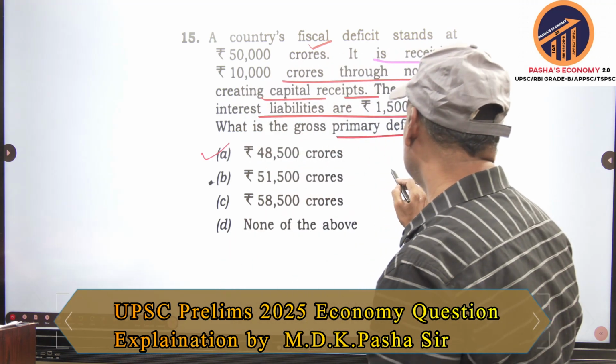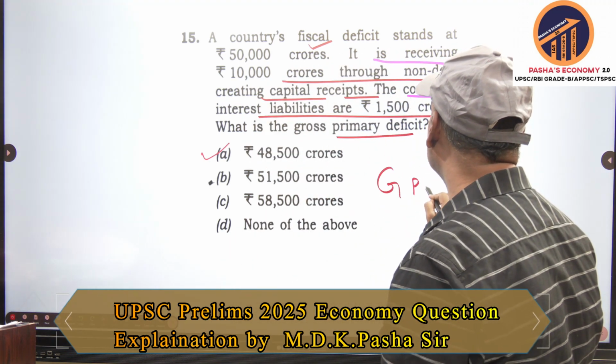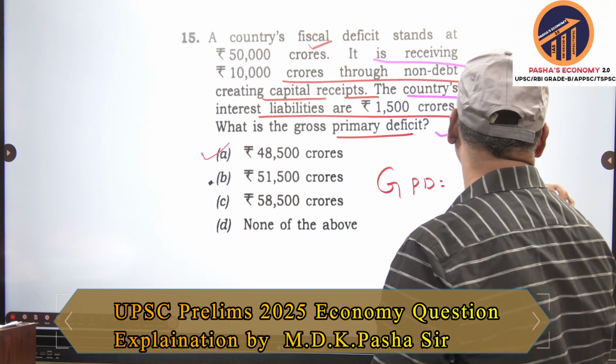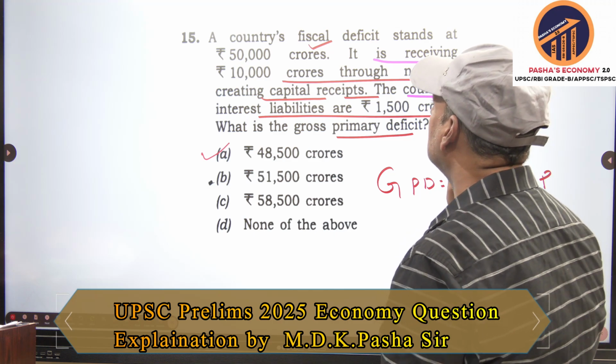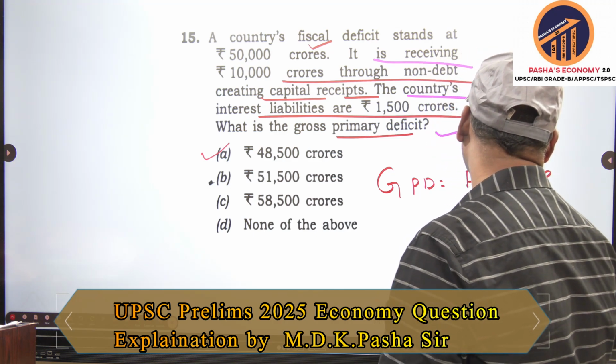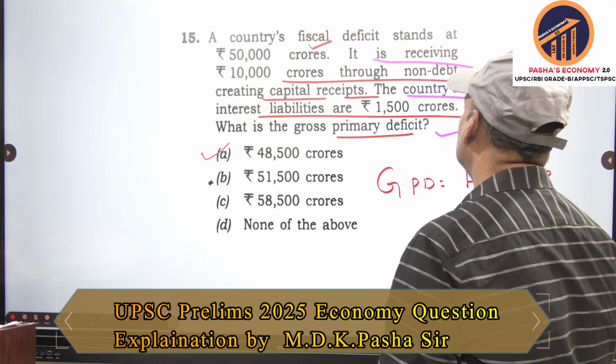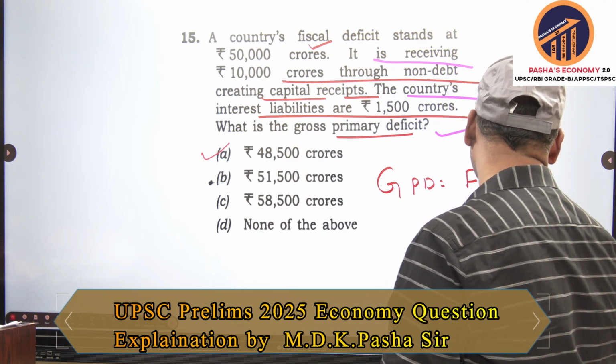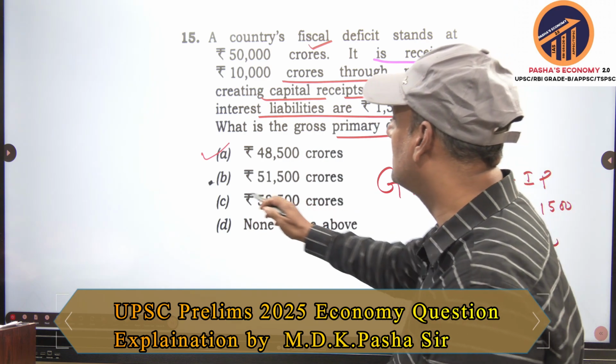See, the primary deficit, the gross primary deficit formula, is nothing but fiscal deficit minus interest payment. Clear? Already mentioned, fiscal deficit is 50,000. 50,000 minus the 1500. Then the option is 48,500 crores. So statement 1 is right.